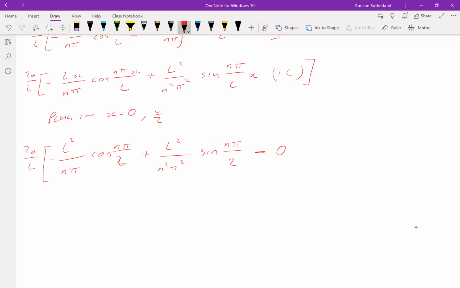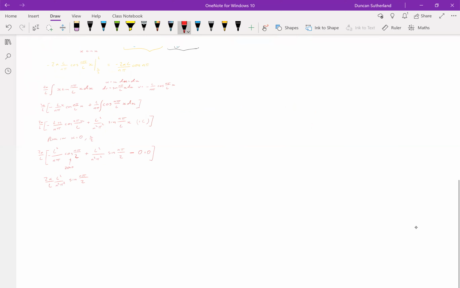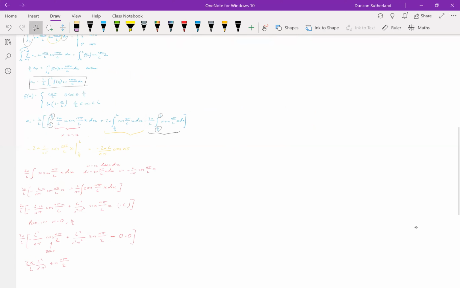This has got a sine term in it, so that's also 0. Once I'm finished, that's 0. So I'm left with this bit, 2 alpha on L squared on n squared pi, sine n pi on 2. Okay, so that's the red integral here.